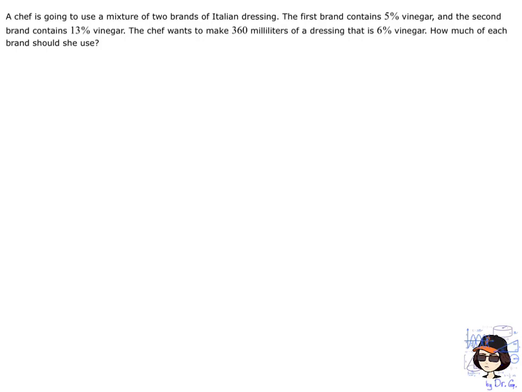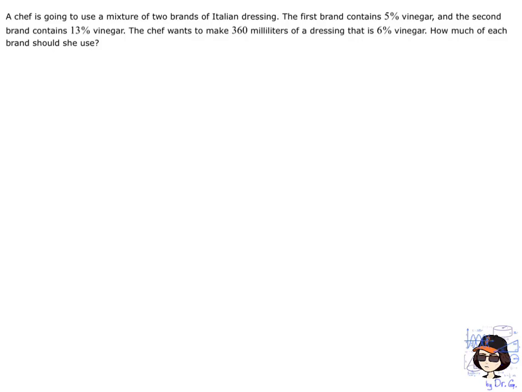So let's read the problem. The problem says a chef is going to use a mixture of two brands of Italian dressing. The first brand contains 5% vinegar, and the second brand contains 13% vinegar. The chef wants to make 360 milliliters of a dressing that's 6% vinegar. How much of each brand should she use?